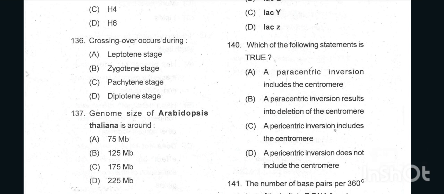A paracentric inversion results in deletion of the centromere. A pericentric inversion includes the centromere. A pericentric inversion does not include centromeres. Option C is the correct one. Pericentric, peri, that means the centromere is included. So here option C is the correct one.